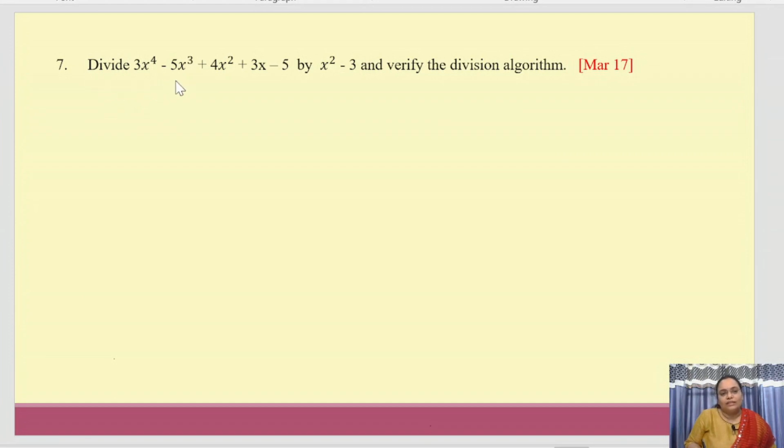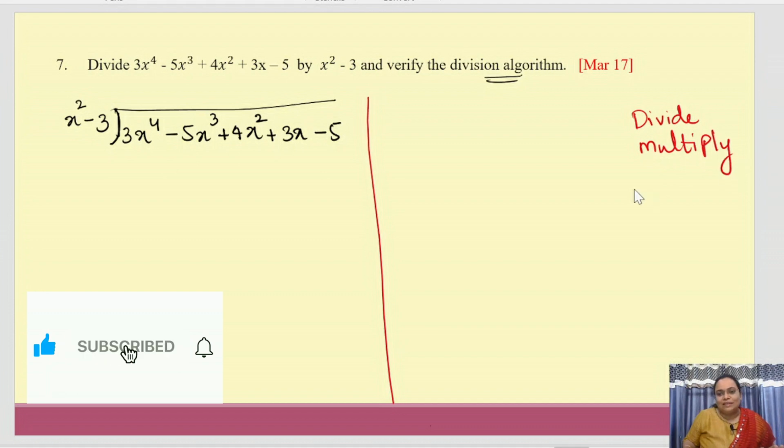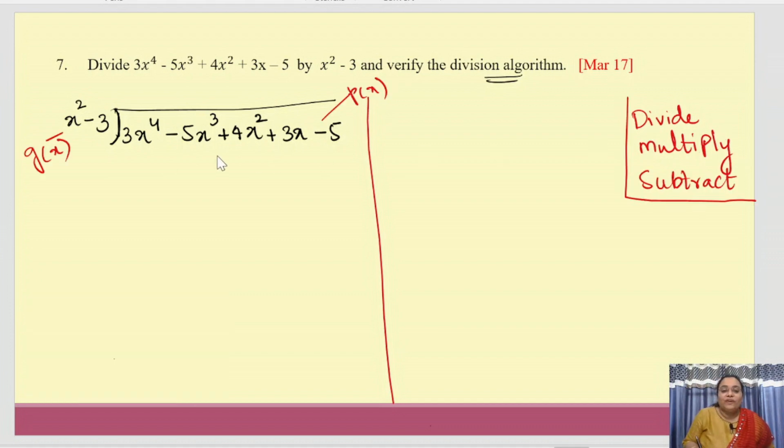Divide 3x power 4 minus 5x cube plus 4x square plus 3x minus 5 by x square minus 3 and verify the division algorithm. Okay. So we need to divide these two polynomials and then verify using the division algorithm. First let us divide them. To divide any two polynomials, we will follow three steps: divide, multiply and then subtract. The first step is divide. We will divide the first term of p of x with the first term of g of x, which is 3x power 4 by x square. So you will have 3x square. This 3x square will be the first term of the quotient.